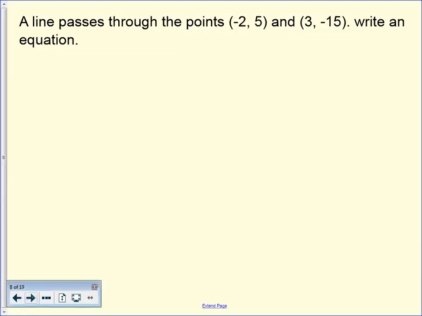All right, guys, so go ahead and try this one now. A line passes through these 2 points. Write the equation, and I want you to write it in point slope form. All right, so go ahead and write it in point slope form.